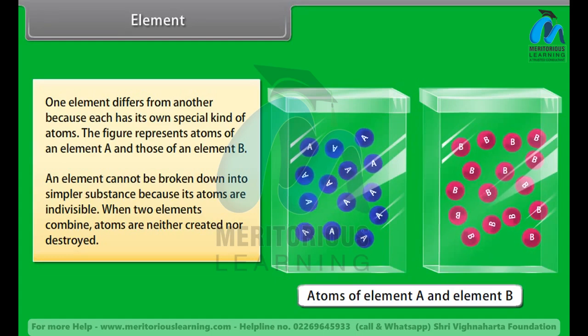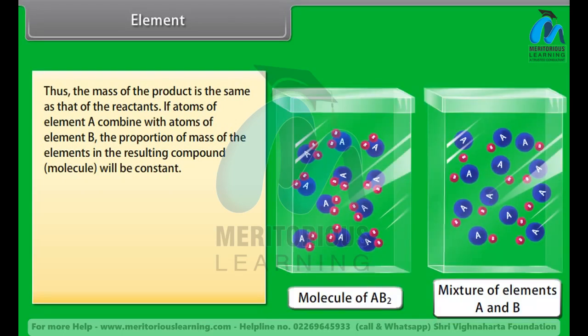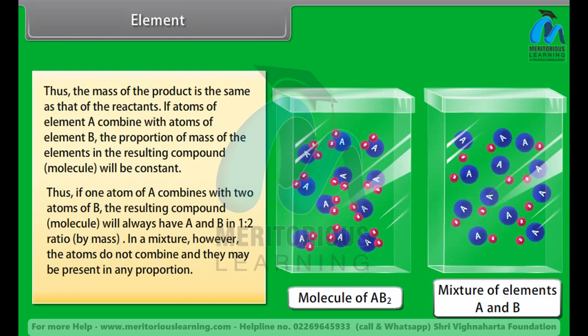When two elements combine, atoms are neither created nor destroyed. Thus, the mass of the product is the same as that of the reactants. If atoms of element A combine with atoms of element B, the proportion of mass of the elements in the resulting compound molecule will be constant. Thus, if one atom of A combines with two atoms of B, the resulting compound molecule will always have A and B in 1:2 ratio by mass as shown in the figure. In a mixture, however, the atoms do not combine and they may be present in any proportion.